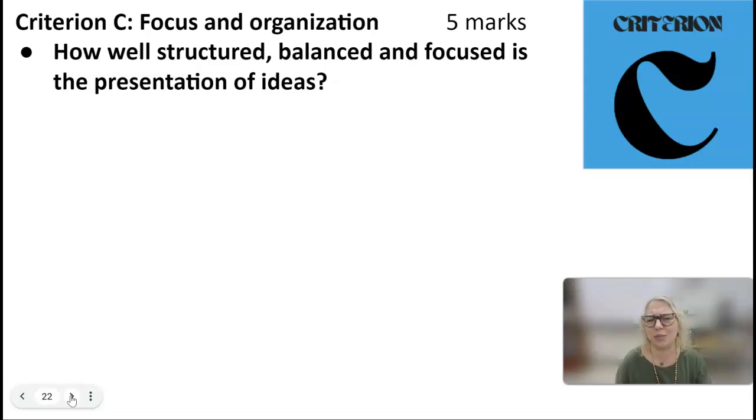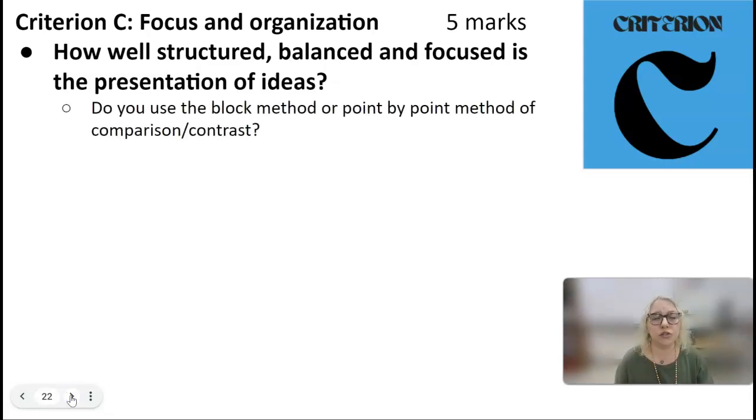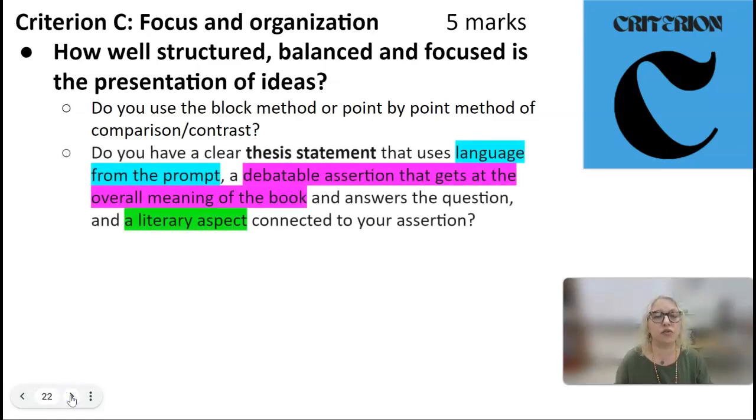Oh, I said that last example was about prompt 2, but it's actually about prompt 1, isn't it? It's about the struggle to be understood. Or is it about universal ideas, which is what the second prompt is about? Do you use the block method or point-by-point method of comparison contrast? Do you have a clear thesis statement that uses language from the prompt, a debatable assertion that gets at the overall meaning of the book and answers the question, and a literary aspect connected to your assertion?